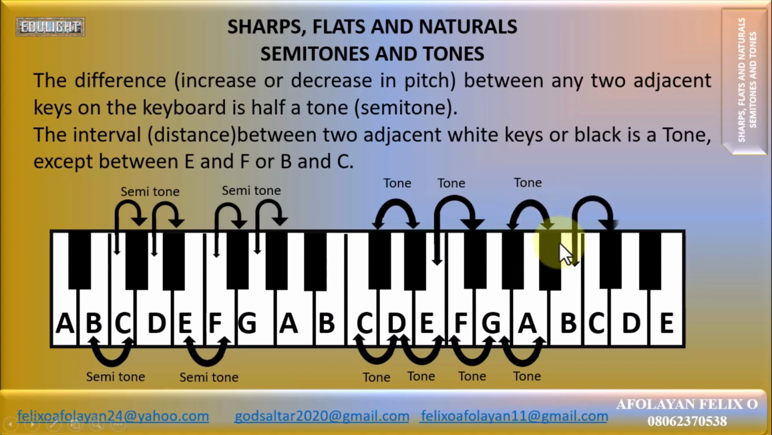From this black key to this black key, we have one white in between. Like from this white key to this white key, we have one black in between. It's a tone. So the interval distance between two adjacent white keys or black keys is a tone, just as we have explained below, except between E and F or B and C. Like E and F, there is no tone in between. It's not a tone, like this one, B and C. I believe you understand what we mean by tone and semitone.